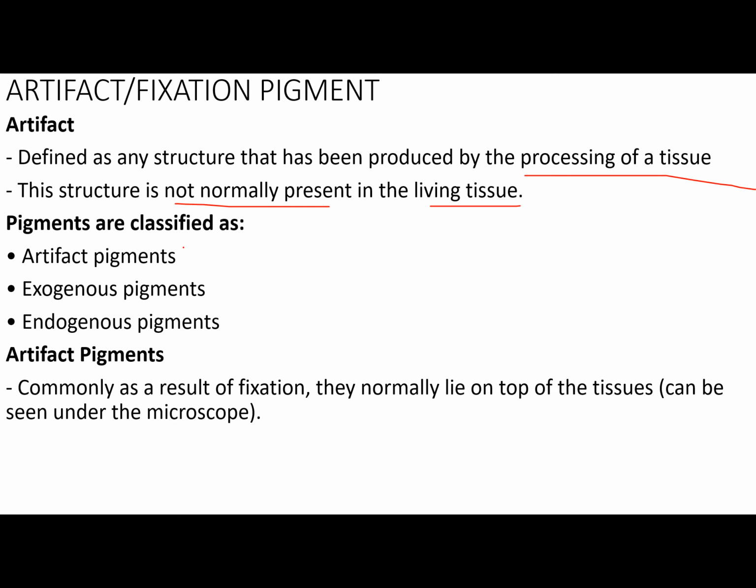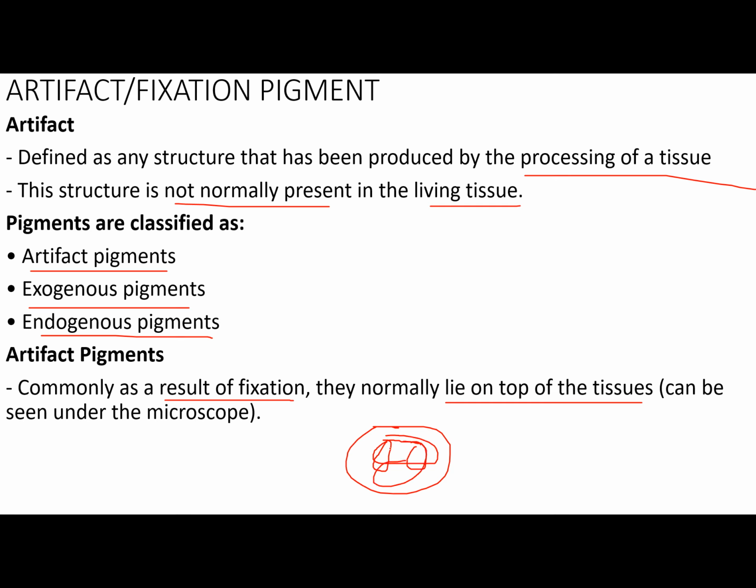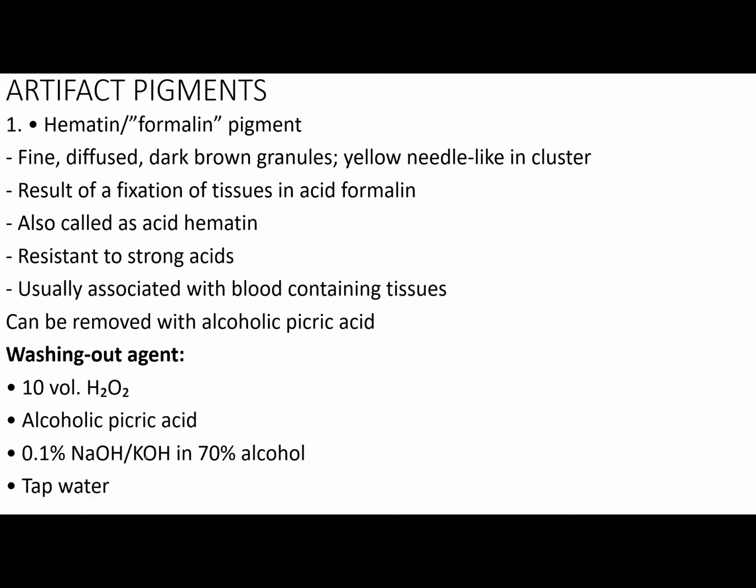And these pigments or artifacts are classified as the following: artifact pigments, exogenous pigment, endogenous pigment. Kapag artifact pigments, class, this is commonly a result of fixation. And they normally lie on top. Makikita mo kaagad sila kung view mo yan sa microscope, ito yung mga cell na nasa loob, may makikita ka kaagad na nasa taas na mga artifacts. So you need to identify their appearance.